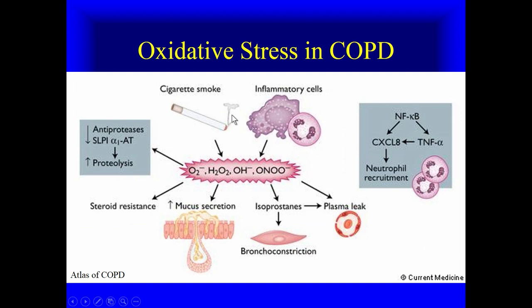So we know that cigarette smoke and inflammatory cells are both important causes of oxidative stress, leading to oxygen-free radicals, shown here, which affect that protease-antiprotease balance, mainly by decreasing the antiprotease function, such as SLPI, or secretory leukoprotease inhibitor, and alpha-1 antitrypsin, and leading to increased proteolysis. These free radicals lead to mucus hypersecretion, bronchoconstriction, and plasma leak, and are thought to be involved in steroid resistance. Cytokines such as CXCL8 and TNF-alpha are involved in recruitment of neutrophils into the airways, which perpetuates this cycle.